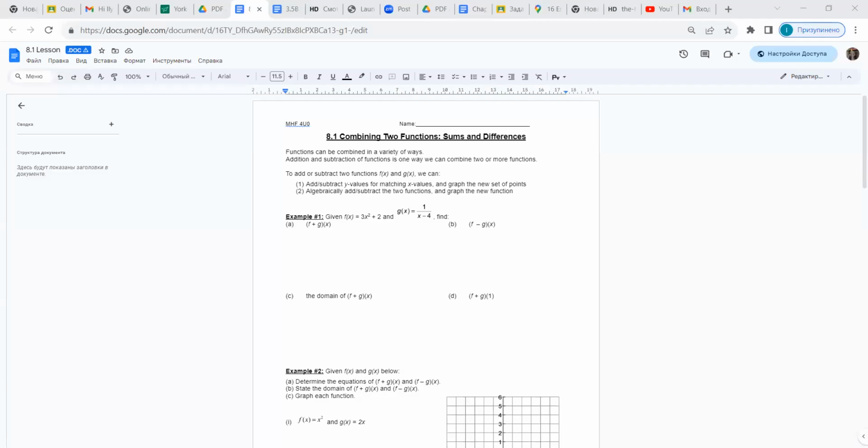What we're gonna do today is as follows. Please make sure to look at your screen now. We're gonna learn how to combine two functions because it's part of working with rational expressions. Just give me a second, take a look at the screen now.